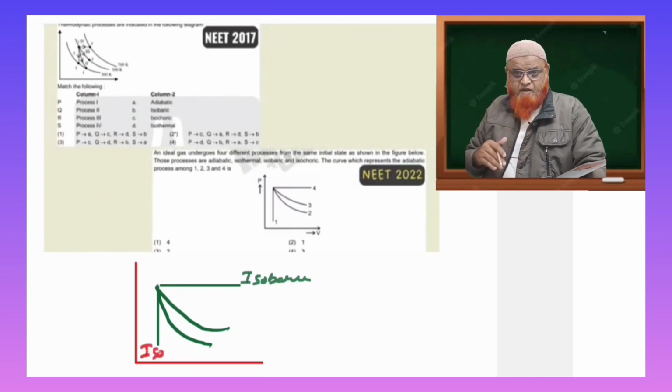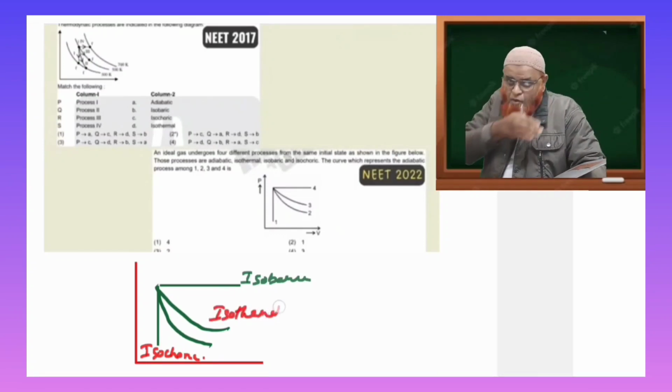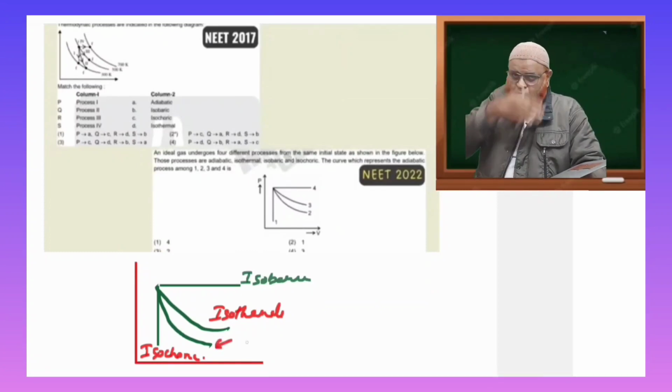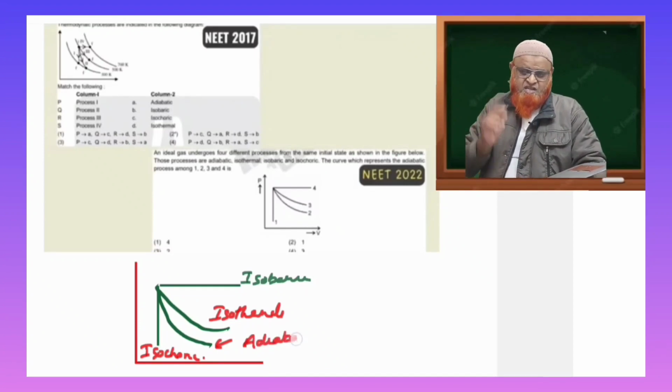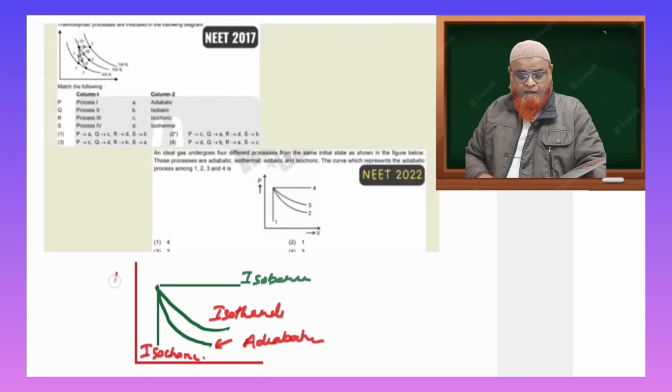Next, the steeper one, which is below, which is very close to isochoric. Next, the isothermal process, which is less steep. The more steep, the less steep. Less steep is isothermal, and more steep is the adiabatic process. These things you have to remember. Next. Okay, so this type of question is repeatedly asked. You can see 2 times it is asked, in 2017.